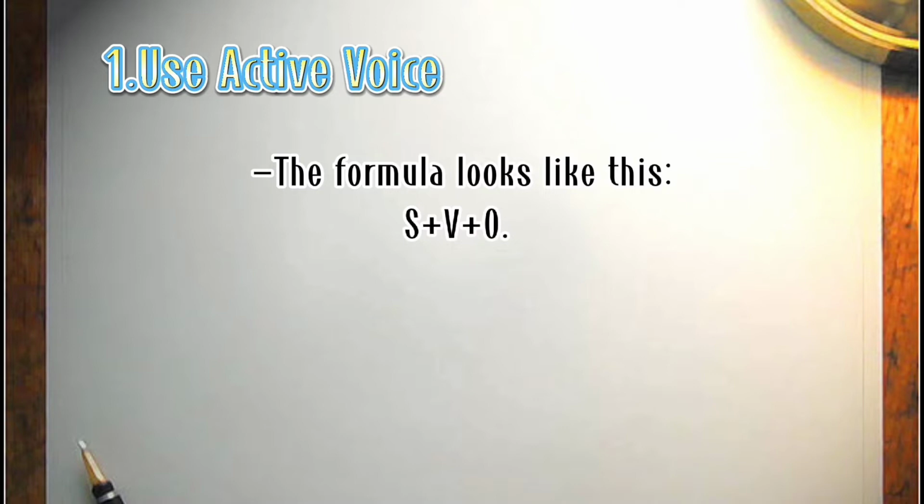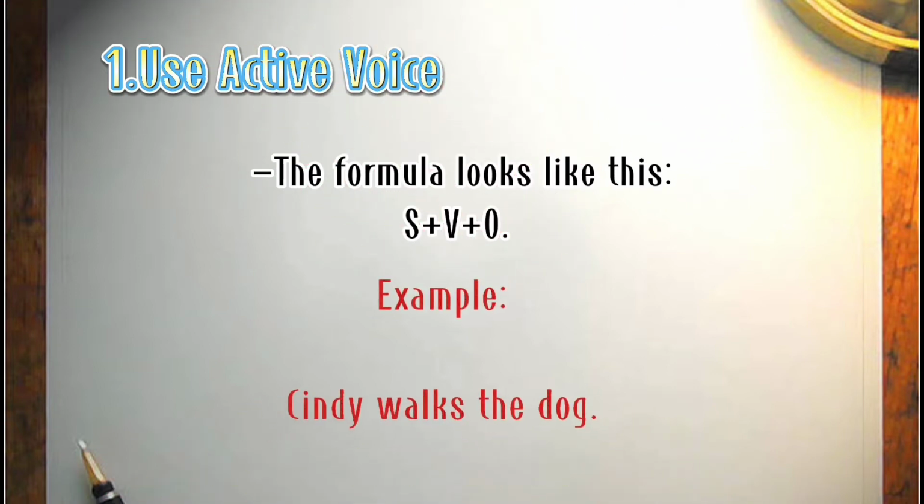Let's look at an example. Cindy walks the dog. Cindy there is the subject, walks is the verb, and the dog is the object, or the receiver of the action. Are we clear, class?